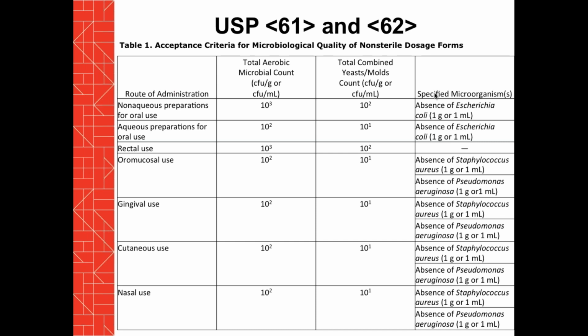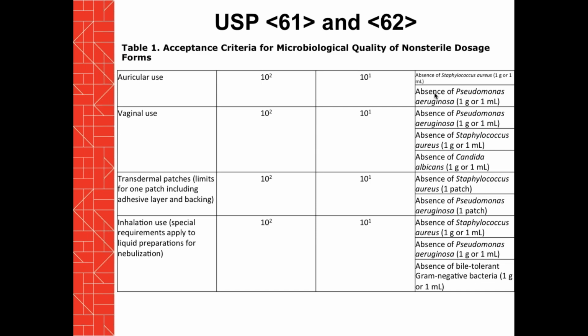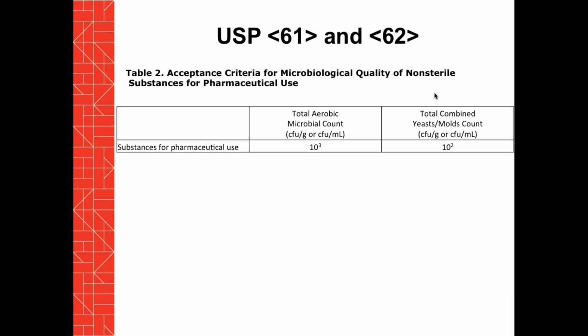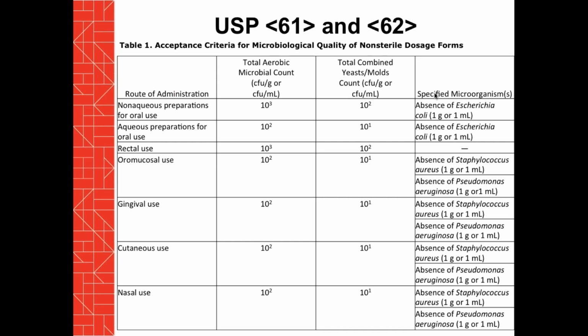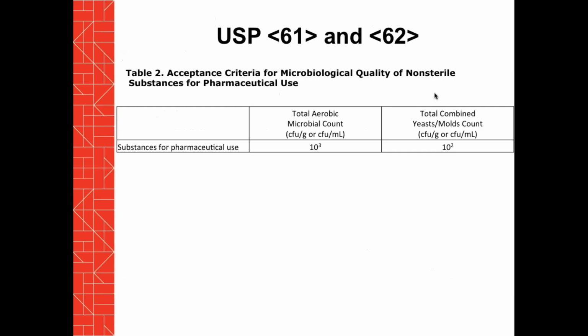Essentially, limits as they apply to the tests in Chapters 61 and 62 are presented here in Table 1 for you, and I have broken that up into several slides. The next slide is additional acceptance criteria for the non-sterile dosage forms, followed by the third slide. So we broke those up into 3 slides. But this is Table 2 from 1111, whereas the previous 2 slides are Table 1 from Chapter 1111.